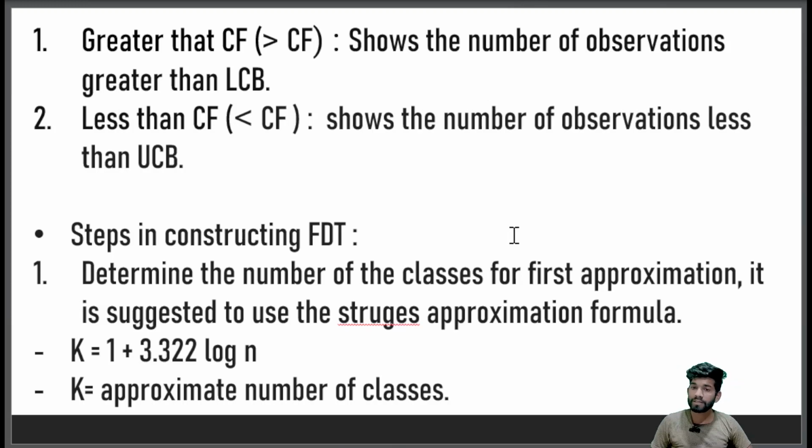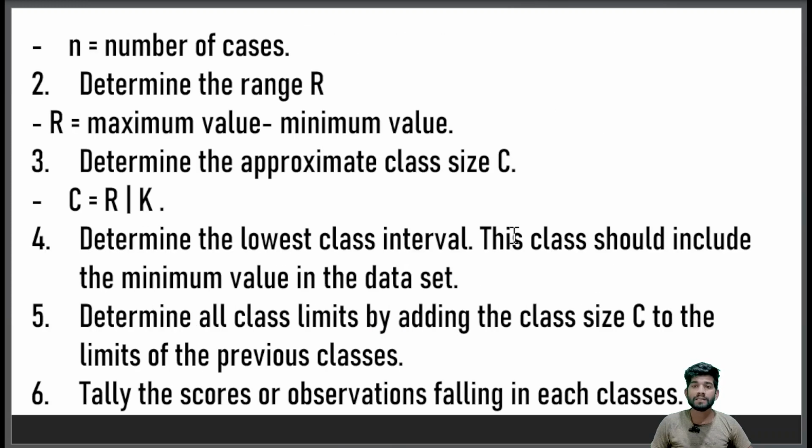If we are constructing the frequency distribution table, what are the steps? The first step is determining the number of classes as a first approximation. It is suggested to use the Sturges approximation formula, which is k = 1 + 3.322 log n, where k is the approximate number of classes and n is the number of cases. Then the second step is to determine the range, R. Range is equal to maximum value minus minimum value.